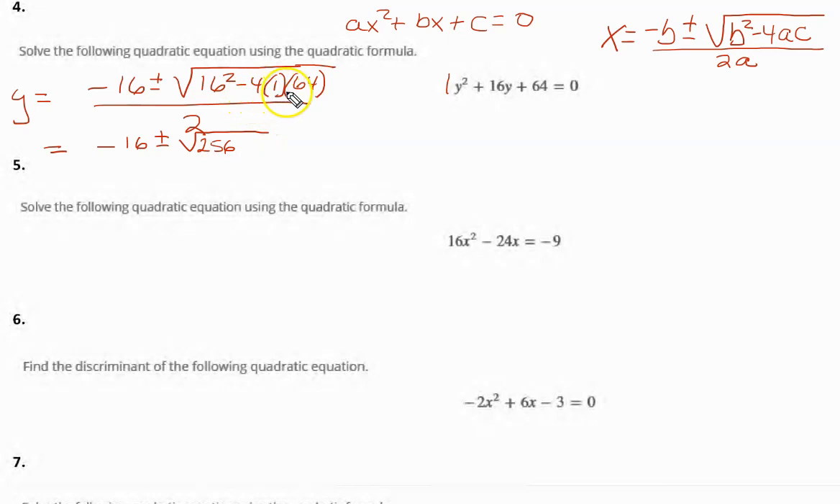256. And if I multiply this, this is a negative 256 all over 2. Well, under the radical sign, this becomes a 0. So you end up with negative 16 over 2, which is a negative 8. So the solution of this equation is negative 8.